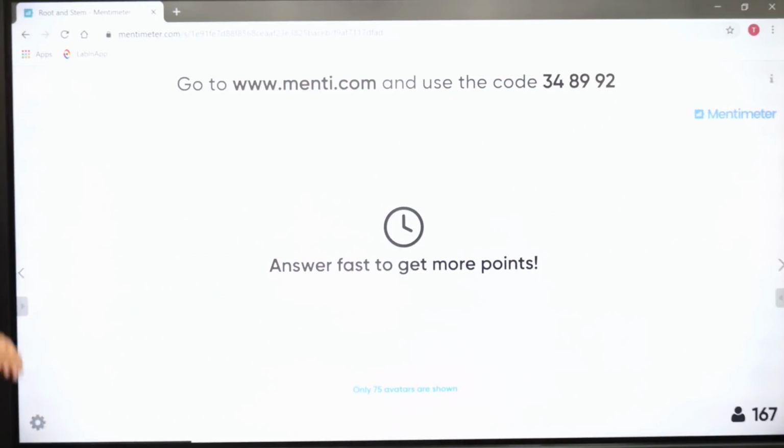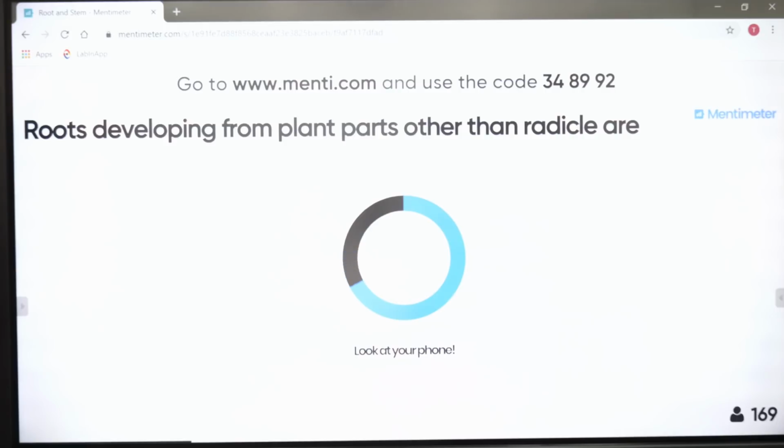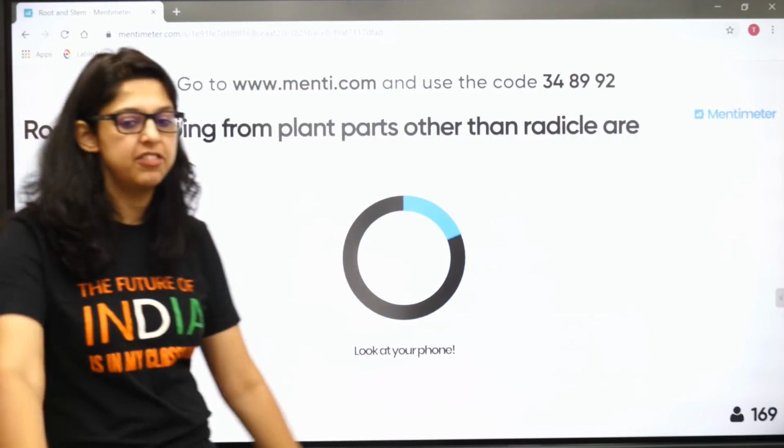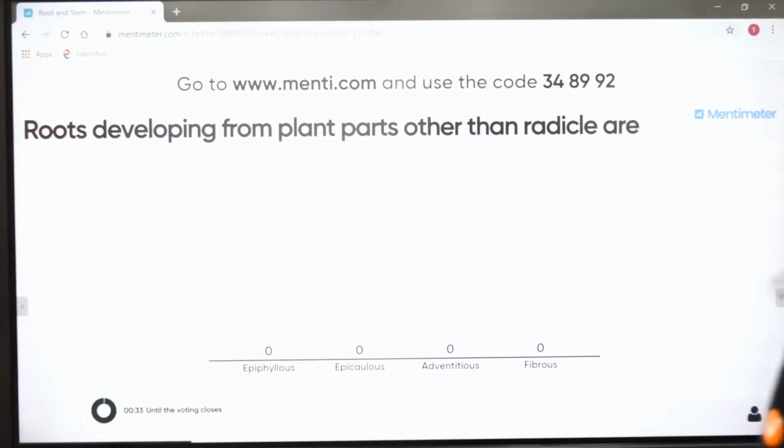Next question. You know the answer. I've discussed it. Other than radical. The radical forms roots, and the plumule forms the shoot. Come on, Unnati, go to menti.com and use the code 348992. The roots which develop other than the radical. Come on. Tell me the meaning of the other words also.